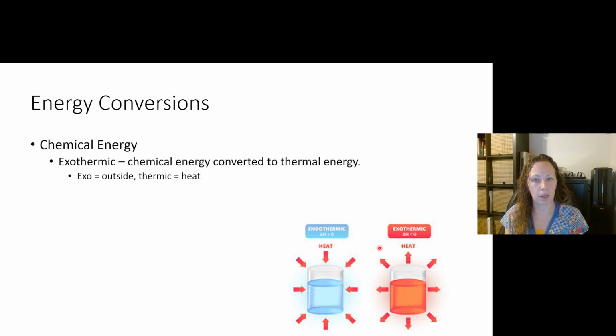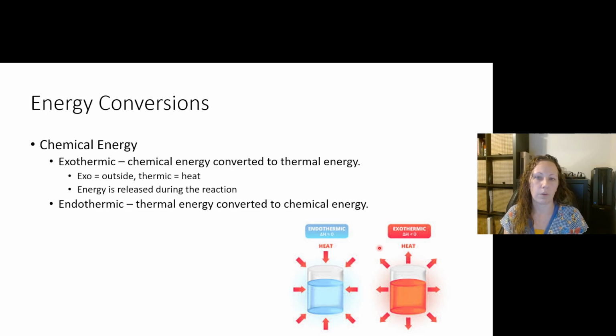The term exothermic comes from exo, which means outside, and thermic means heat. So you have outside heat, and essentially energy is being released during the reaction, and it's released in the form of heat, so you feel warmth coming from that reaction.